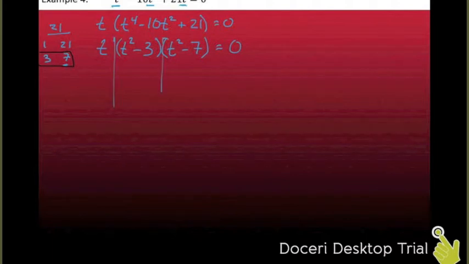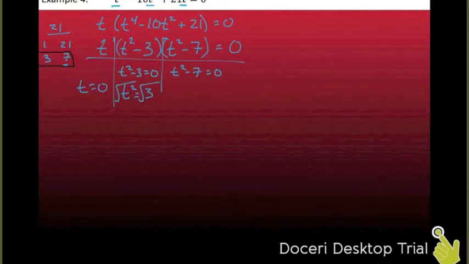There's going to be 3 t-bars here. The first one is going to tell you that t equals 0. The second one tells you that t squared minus 3 equals 0. And the third one tells you that t squared minus 7 equals 0. So t squared equals 3 for this. Take the square root of both sides, and you'll end up with t equals plus or minus the square root of 3. My t-bar didn't go far enough down there.